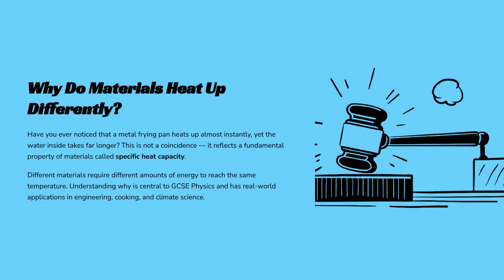Have you ever noticed that a frying pan heats up almost instantly, while the water inside takes much longer? This difference is due to a fundamental property called specific heat capacity. Understanding this concept is essential for physics and has real-world applications in cooking, engineering, and climate science.